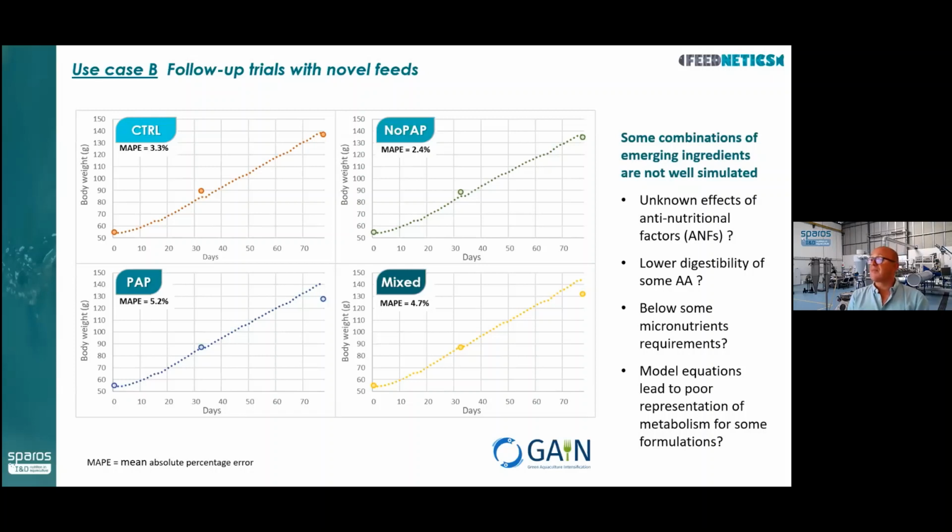possibility is that the model equations that we defined in FEEDNETICS, which in fact encapsulate the current knowledge on nutrition of seabream, maybe do not work well for more extreme formulations. For some, they seem to work. For the control diet, they work. For the no-PAP diet, they work. Maybe that's also the reason why. And maybe we have to refine the algorithm further for more extreme formulations. I should say that all these three test formulations that we used under the GAIN project are quite extreme compared to what is used today in the industry.